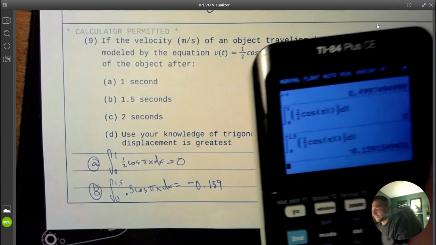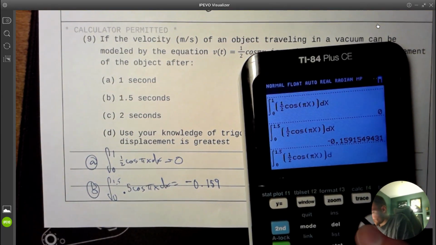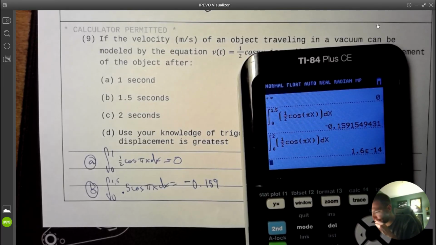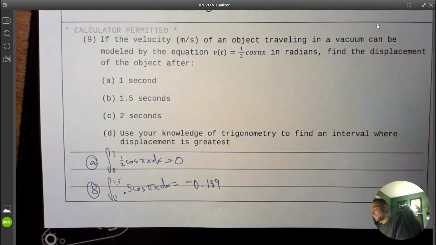Last question. Delete, enter. So that E means scientific notation. So I have 0.000000000. Okay, so it's just 0.